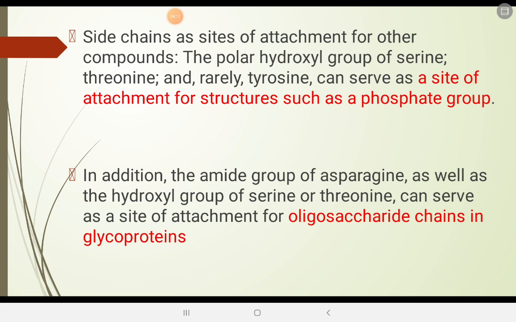Side chains as sites of attachment for other compounds. The polar hydroxyl group of serine, threonine and rarely tyrosine can serve as a site of attachment for structures such as phosphate groups. In addition, the amide group of asparagine as well as the hydroxyl group of serine and threonine can serve as a site of attachment for oligosaccharide chains in glycoproteins. Thus, side chains are sites of attachment for other compounds, for example, attachment of phosphate groups and attachment of oligosaccharide chains in glycoproteins.